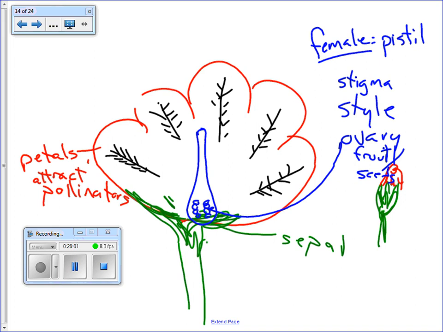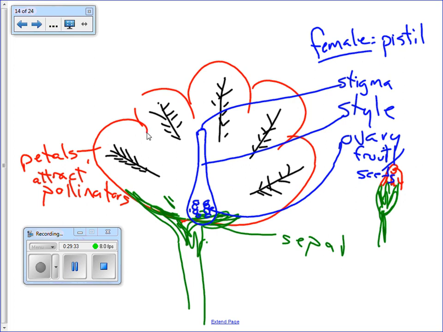Then the style, of course, you can remember the style is the female part because it's like this supermodel, all tall and skinny and fashionable. It's the style. It's the female part. Then the stigma is where the pollen sticks to the top and then goes down the pollen tube. So stigma, style, ovary. Those are the female parts of the plant. After it's pollinated, the flowers die and fall off, and this develops into a fruit. Okay? I know, it's confusing.